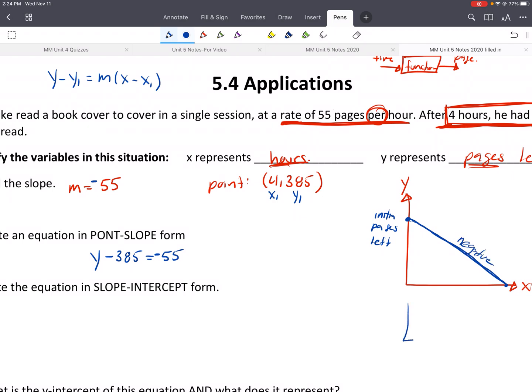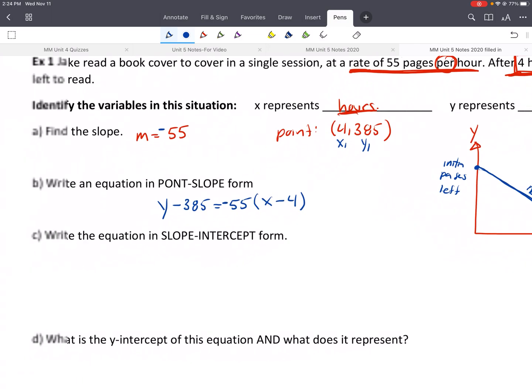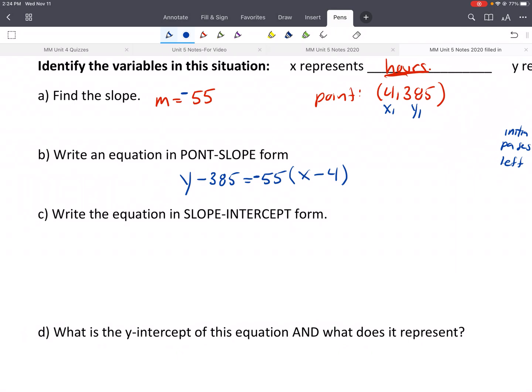If you had an equation or an example where you started with a certain amount of money and then you got more money, it would be a positive slope. So sometimes you have to think about it a little carefully. All right, and then we do x minus x1, so that'd be minus 4. So we have our point slope. Now we want to switch it into slope intercept.